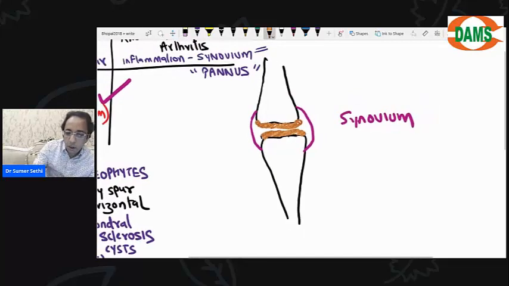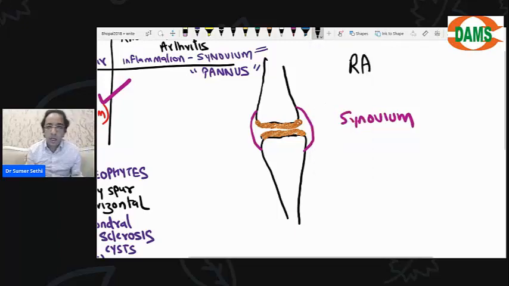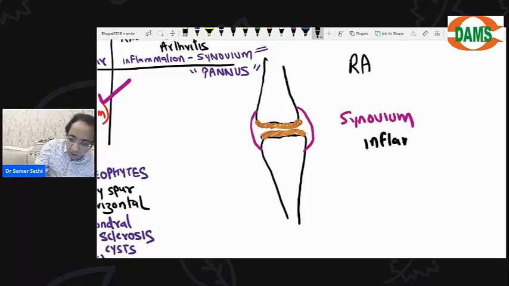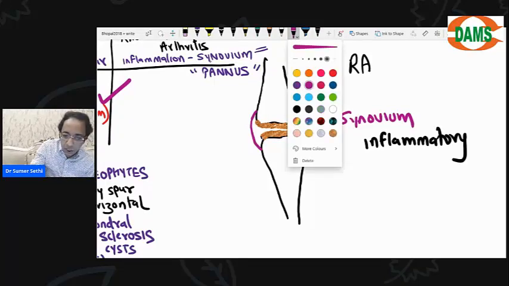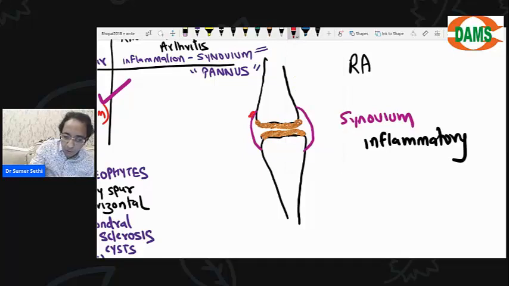Okay. Now imagine, I want you to imagine with me what happens in rheumatoid arthritis. Rheumatoid arthritis is an immune mediated disorder. It's a rheumatological disorder. You might have studied this in your rheumatology. So in rheumatology, if there is a disease which is inflammatory, like rheumatoid arthritis, try and imagine this synovium will become inflamed.